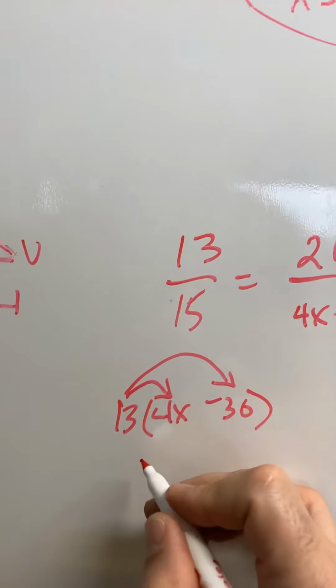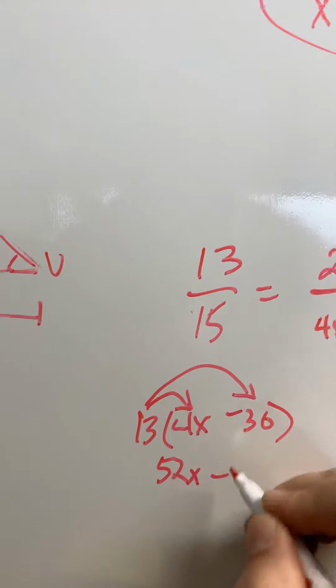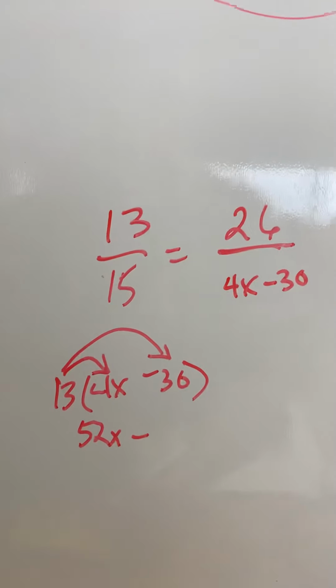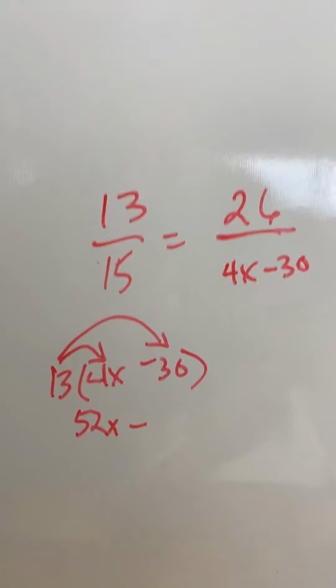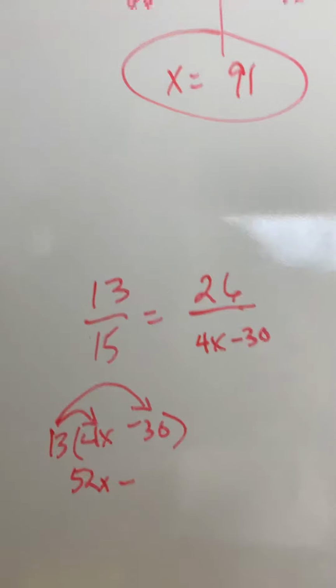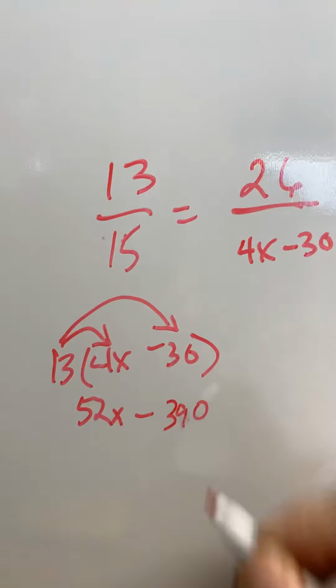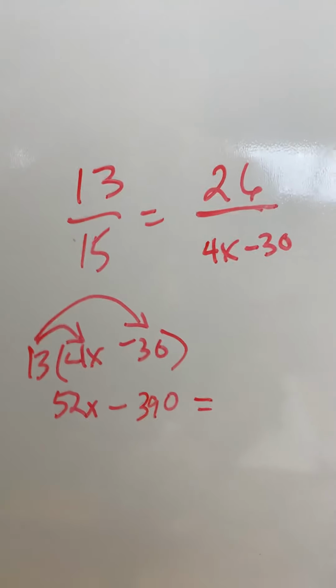13 times 4 is 52, and then the x attaches. The minus sign comes down because we do not have a negative out here. So now 13 times 30. 13 times 30 is 390. Okay? That's the one side of our equation.